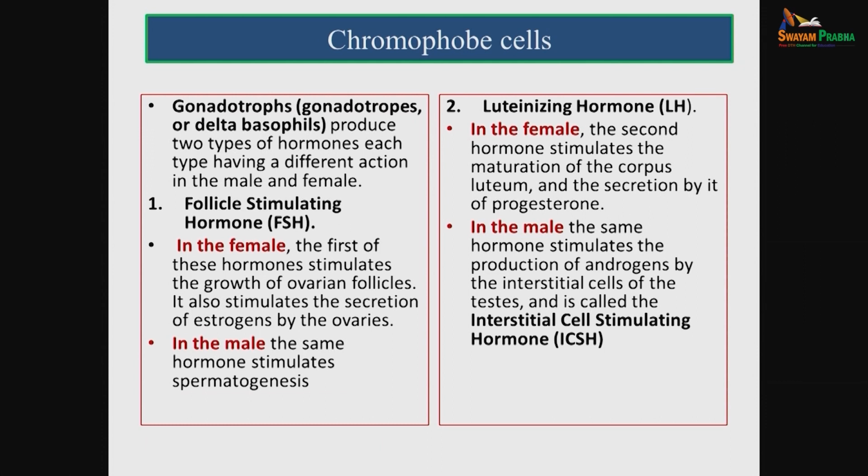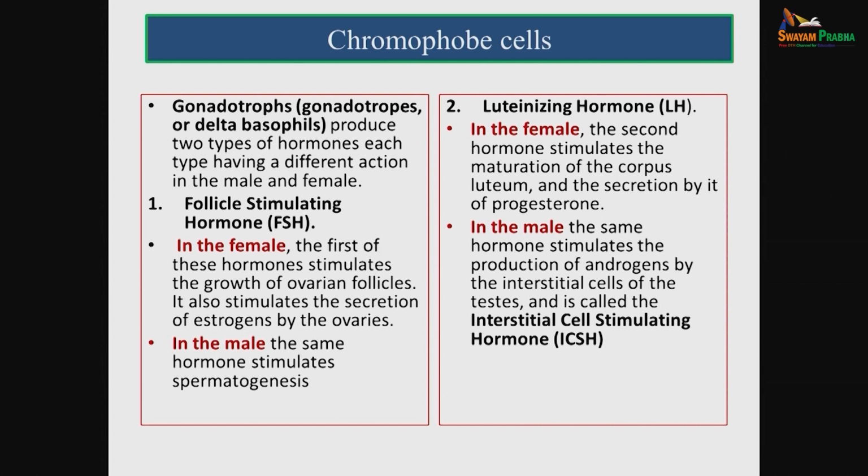The chromophobe cells secrete gonadotropes. Gonadotropes or delta basophils produce two types of hormones, each type having a different action in male and female. The first type is follicle stimulating hormone, FSH. In the female, this hormone stimulates the growth of ovarian follicles. It also stimulates the secretion of estrogen by the ovaries. Whereas in the male, the same hormone stimulates spermatogenesis.